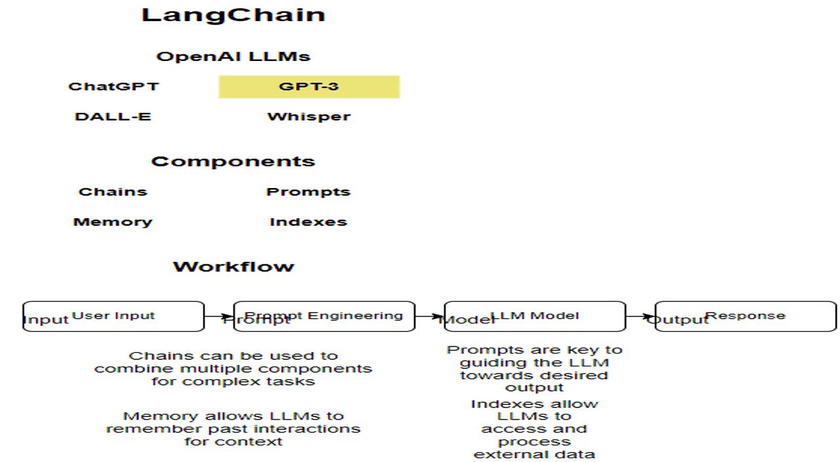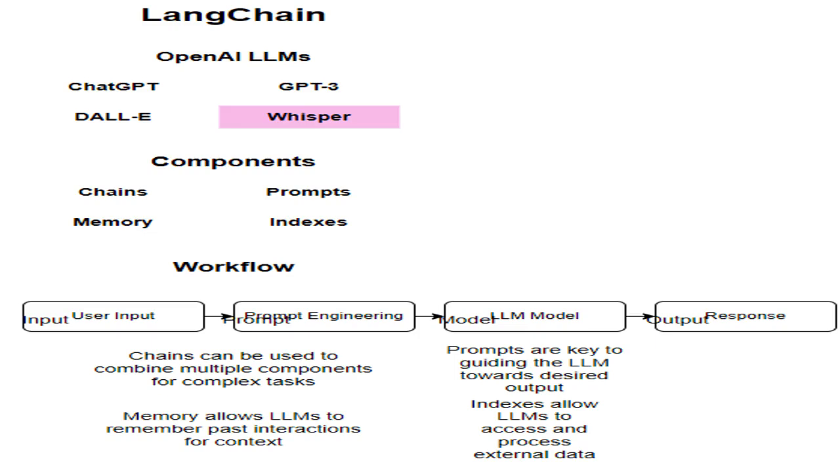GPT-3, a powerful text generation model. DALL-E, an image generation model. Whisper, an automatic speech recognition model. Chains orchestrate sequences of actions involving LLMs and other components, combining multiple components for complex tasks. Prompt engineering: carefully crafted instructions that guide the LLM towards desired outputs, controlling the behavior and quality of the LLM's responses.